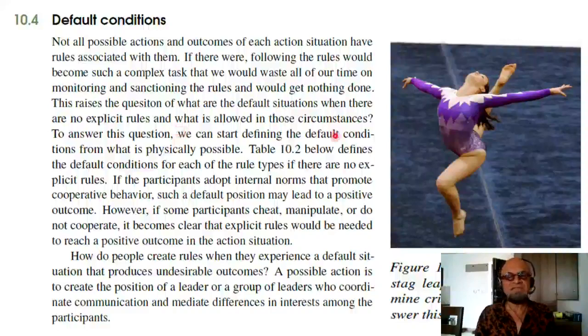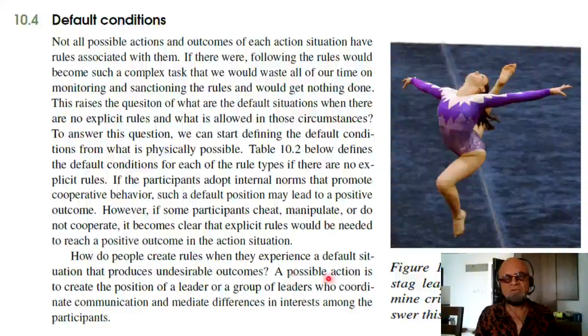in those circumstances. To answer this question, we can start defining the default conditions from what is physically possible. Table 10.2 below defines the default conditions for each of the rule types if there are no explicit rules. If the participants adopt internal norms that promote cooperative behavior, such a default position may lead to a positive outcome. However, if some participants cheat, manipulate, or do not cooperate, it becomes clear that explicit rules would be needed to reach a positive outcome in the action situation.